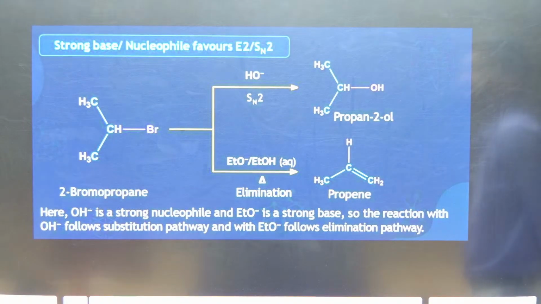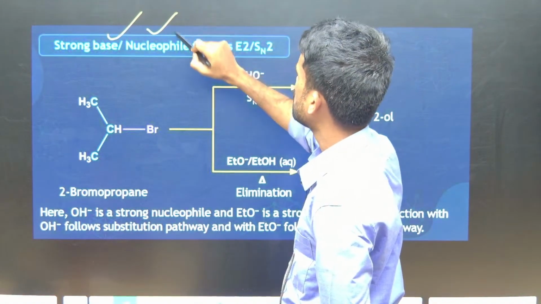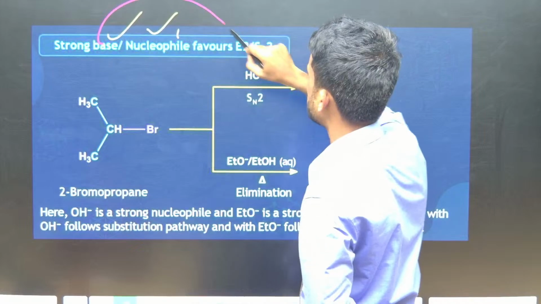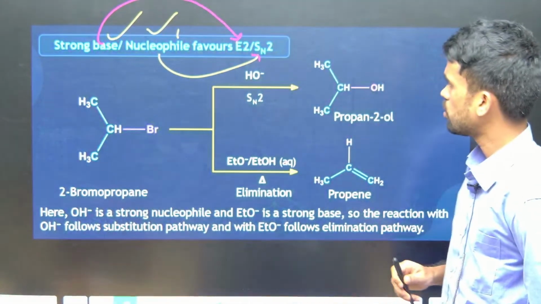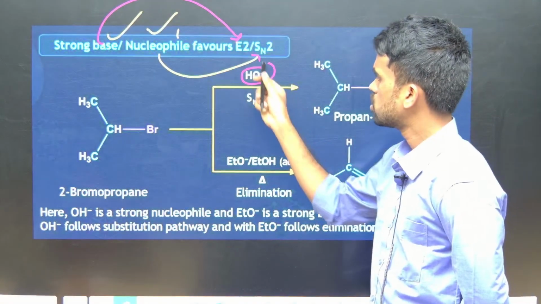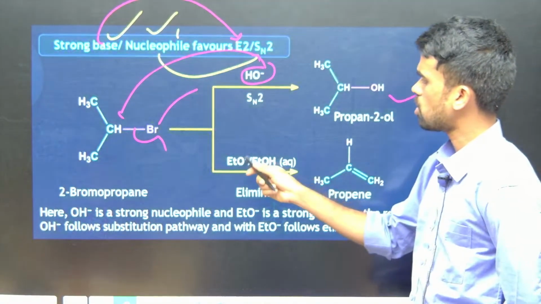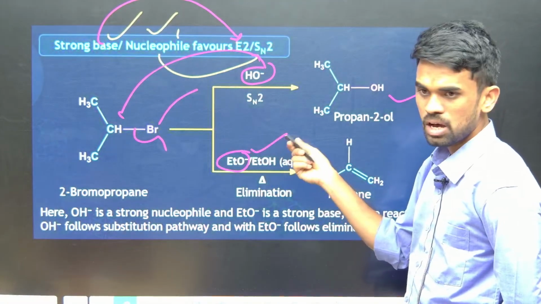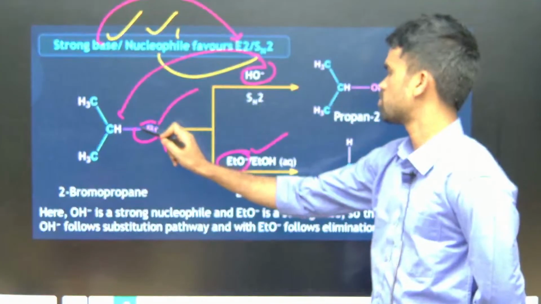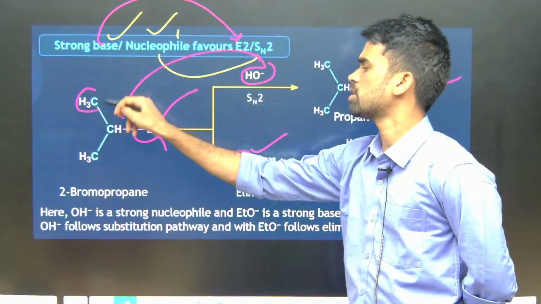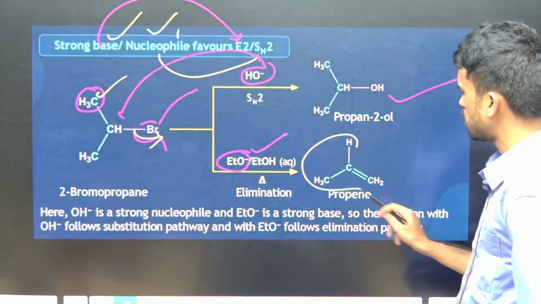Next, stronger base. We know that the stronger the base or the stronger the nucleophile, there will be a favor. A stronger base favors E2; a stronger nucleophile favors SN2. Here OH minus is there, so it attacks here, the bromide ion leaves, and this will be the product. With ethoxide ion, this is a stronger base. Alkoxide ions are stronger bases, so it will abstract this proton, the bromide ion is removed, and we will get propene like this.